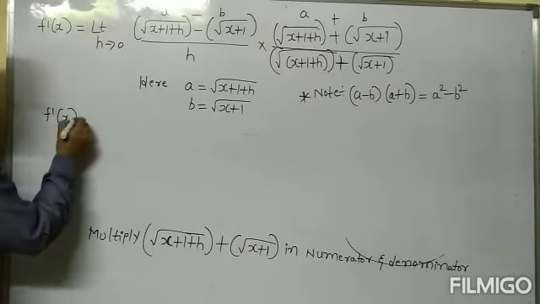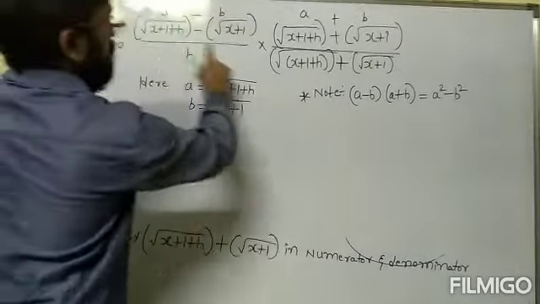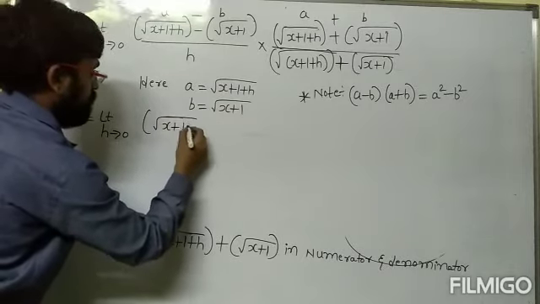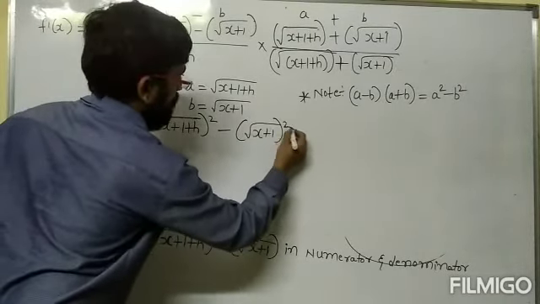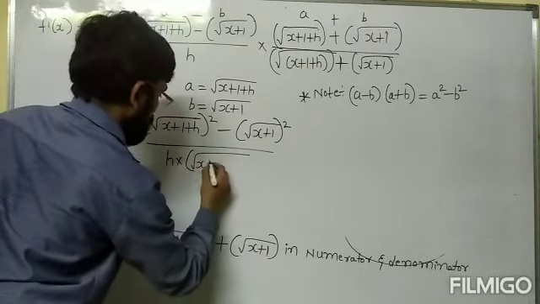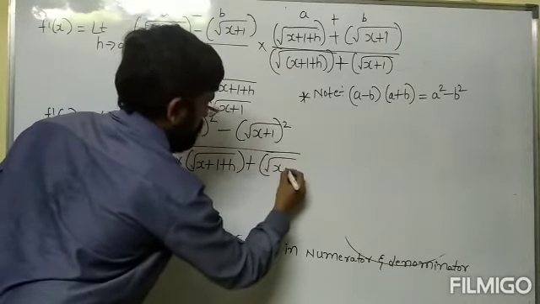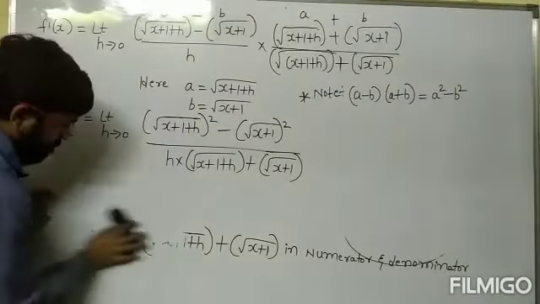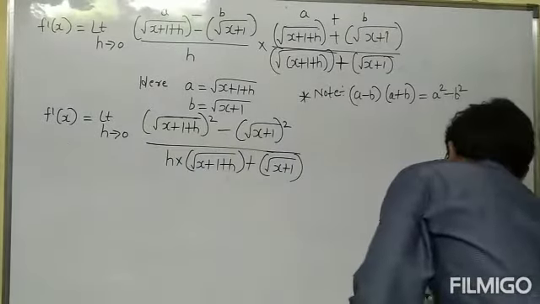So f dash of x is equal to the limit h tends to 0. A minus b into a plus b is nothing but a square minus b square. So what is a? Root x plus 1 plus h whole square minus root x plus 1 whole square, by h into root x plus 1 plus h plus root x plus 1. Now follow here.